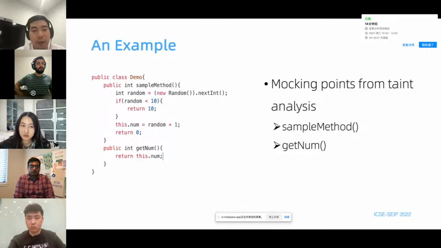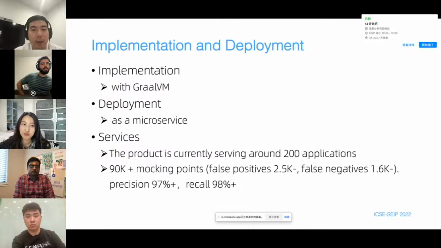Another function is get number, because the random value flows into the field number in this class, and then we found out that the return value of get number is affected by this field, which is from a random number, so that we can find 2 mocking points from this example. Okay, so for more technical details, please refer to our paper.